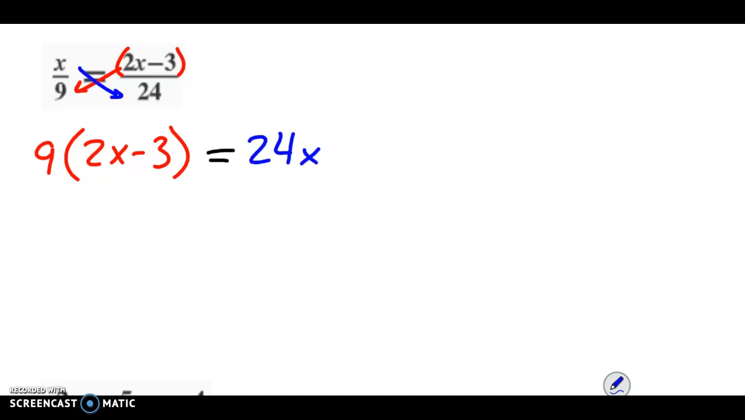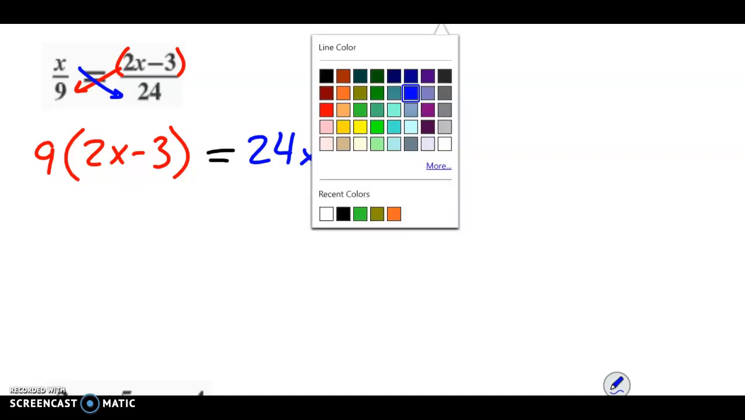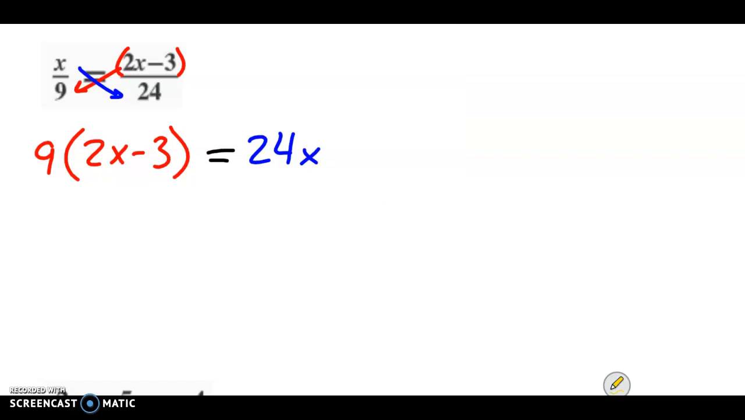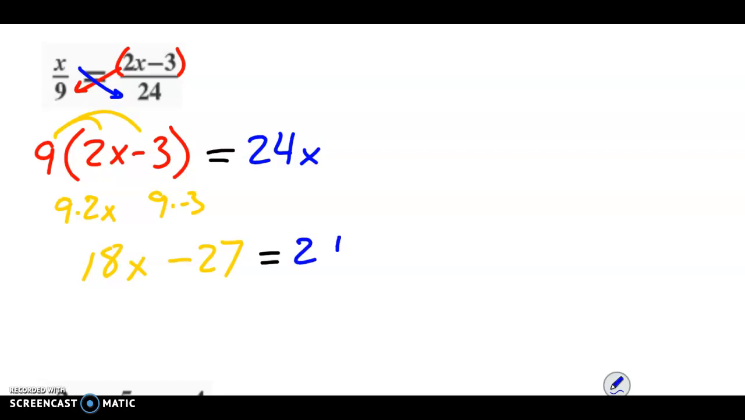So just like those last couple examples, we set up the equation. There just is more going on in this equation. So I'm going to distribute that 9. 9 times 2x is going to give me 18x, and 9 times negative 3 is going to give me negative 27, or minus 27, and that has to be equal to my 24x.